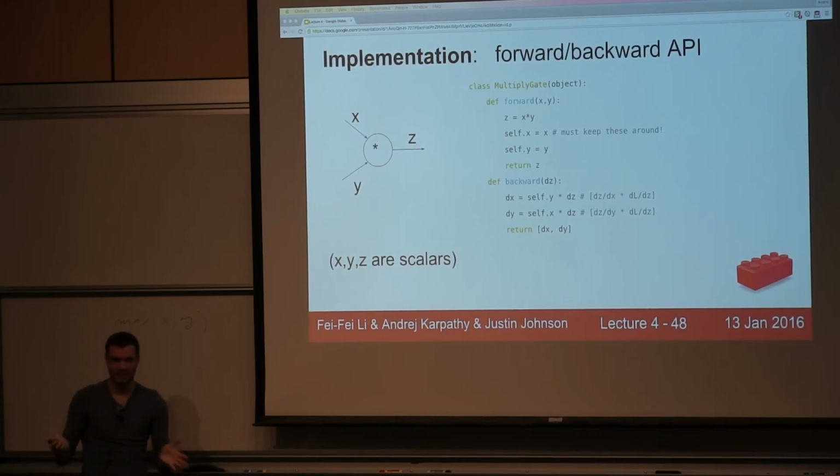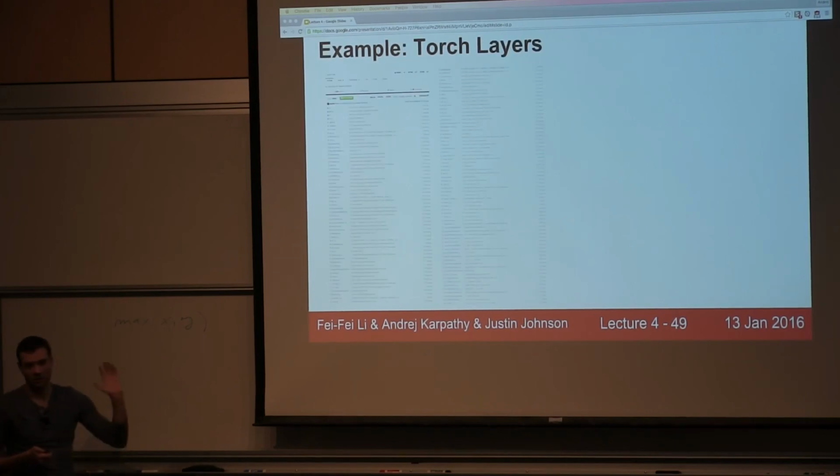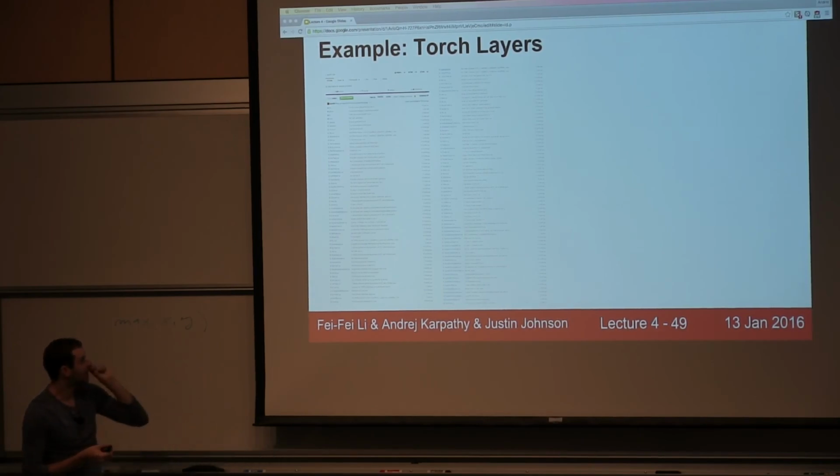Okay, so just to give you guys an example of what this looks like in practice, we're going to look at specific examples, say in Torch. Torch is a deep learning framework, which we might go into a bit near the end of the class, that some of you might end up using for your projects.